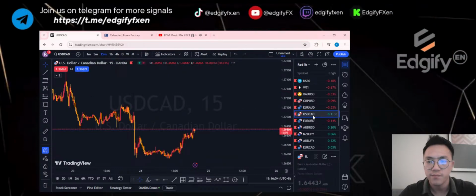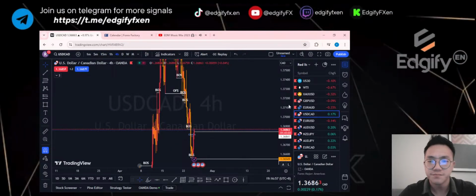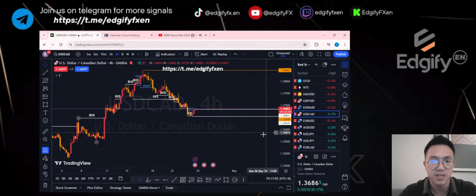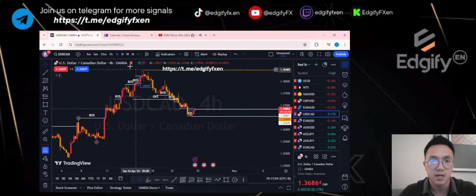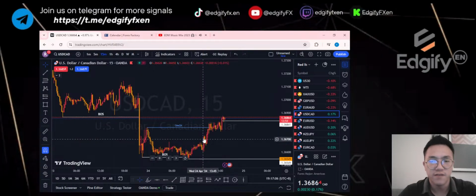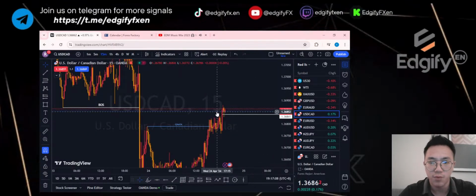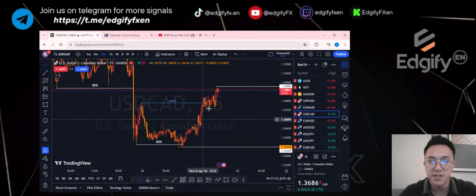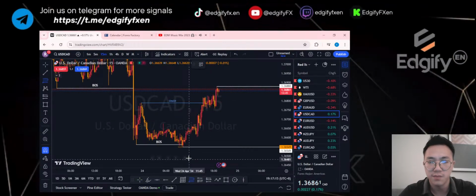All right, so moving on to USD CAD. USD CAD on my hour 4 is definitely a downtrend, it's coming down. On the 15, it shows the price is going upwards. So I have this zone right now. I'm just waiting for a proper retracement.